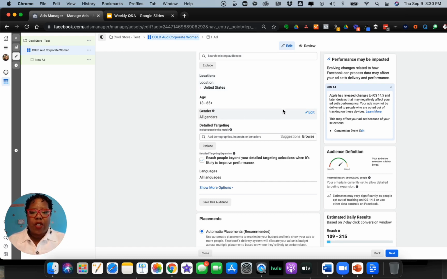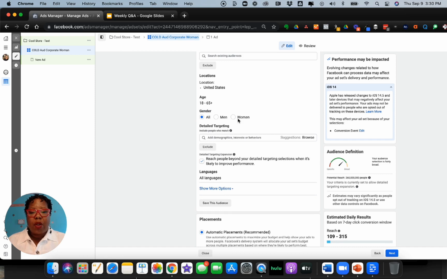Gender. If your gender is very specific to your products, you will change your gender, all men or women. In the case of her retail store, it is a retail store for women only. So we're going to switch that to women here. And then now we want to get into the detailed targeting. Detailed targeting will help give you that audience that you want.